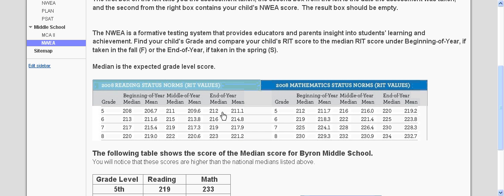At Byron Middle School, we test from spring to spring, so it is an end of the year test. The only different one would be 8th grade. If your son or daughter is in 8th grade, we test our NWA in the middle of the year, in the winter. So as an 8th grade parent, you would look at the winter median.